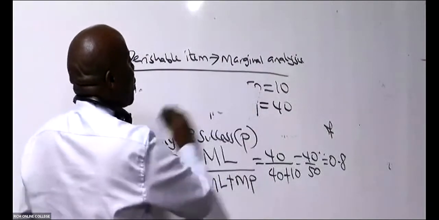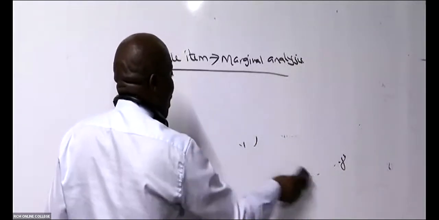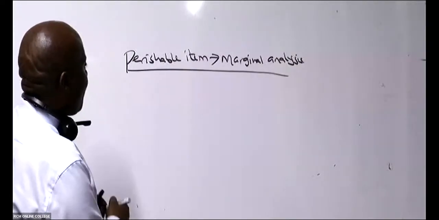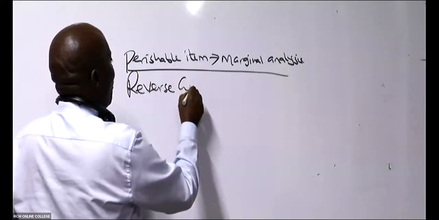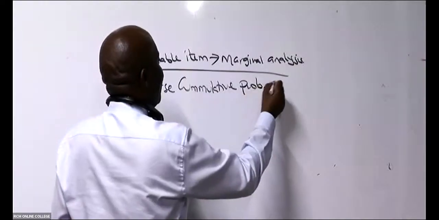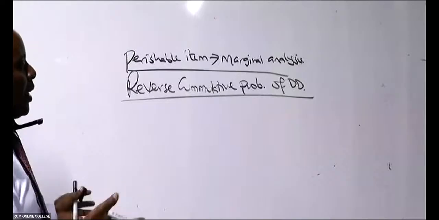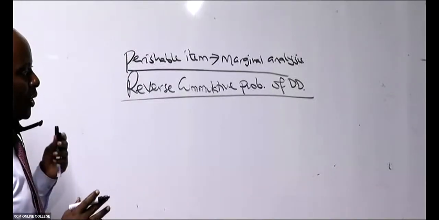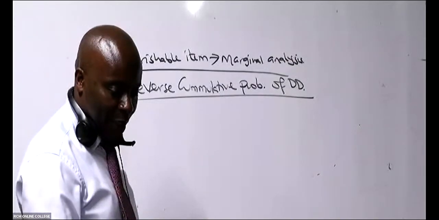The next thing is for us to give our examiner the cumulative probability of demand. Actually, call it reverse cumulative probability of demand. It is the only area where we use reverse gear. Fortunately, they have given us the demand figures.